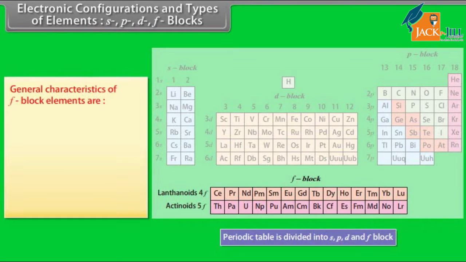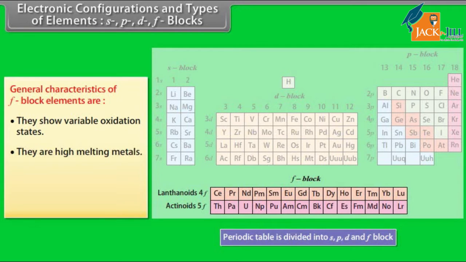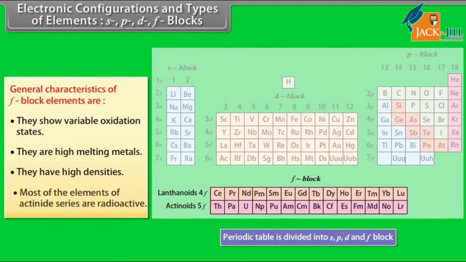General characteristics of f block elements are: they show variable oxidation states. They are high melting metals. They have high densities. Most of the elements of the actinide series are radioactive.